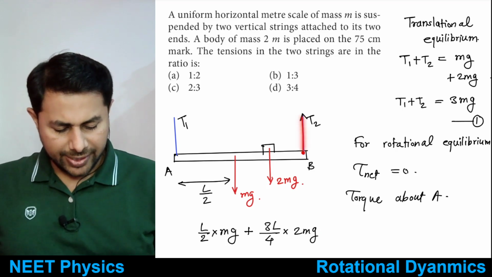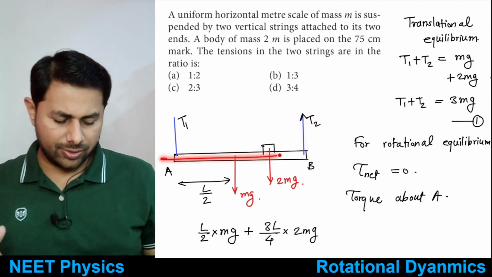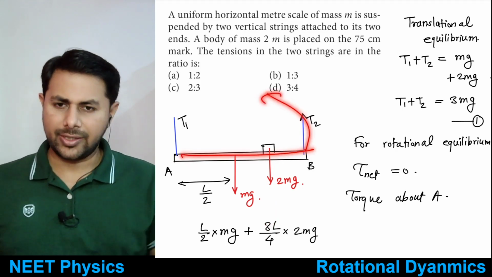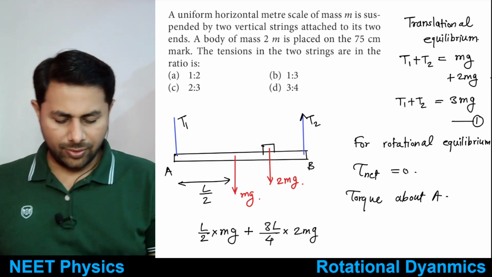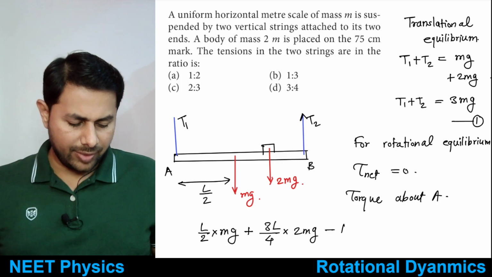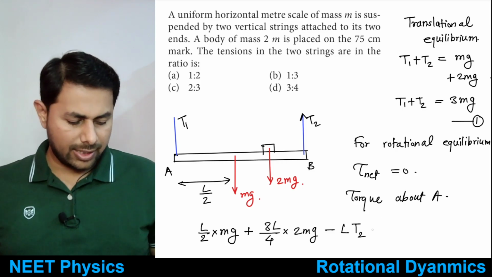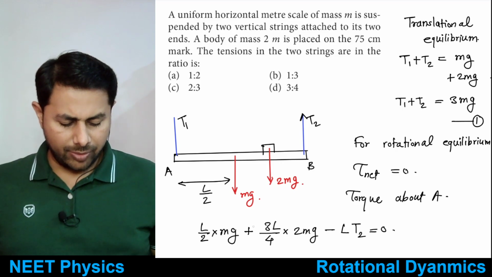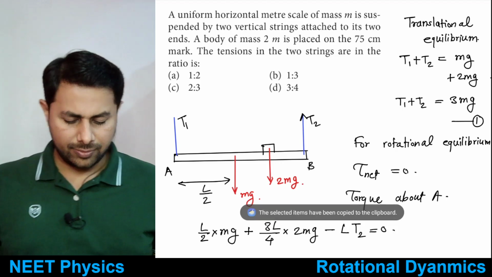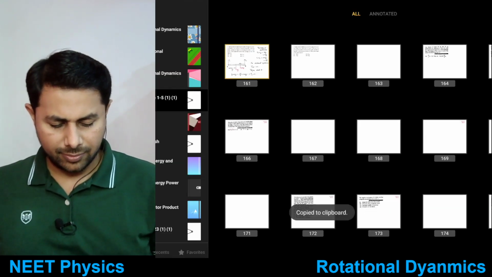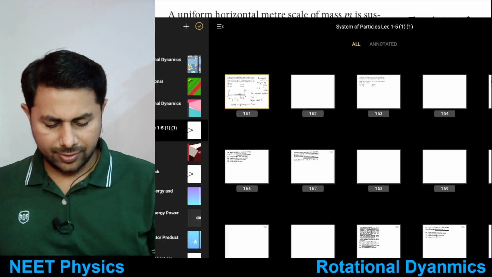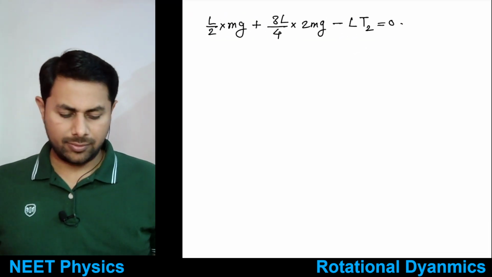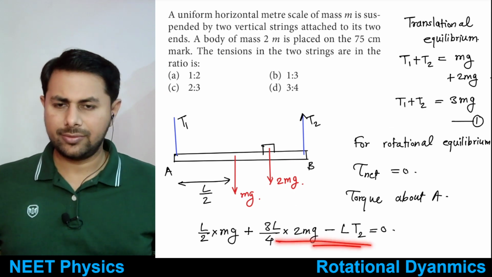Then now this tension is acting in upwards direction. So these weights, they try to rotate the rod in clockwise sense. Tension wants to rotate the rod in anti-clockwise sense. So you should take minus of L multiplied by T2, and this all must be equal to 0. Okay, this all must be equal to 0. And from this one we can find out T2. Right? So is the equation clear? Is the equation clear? This one?